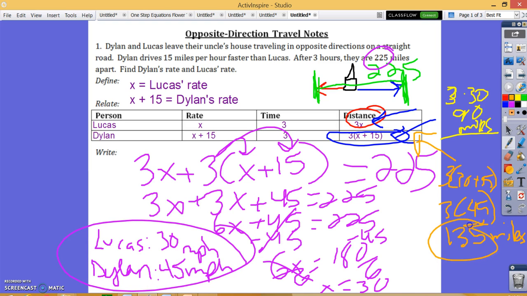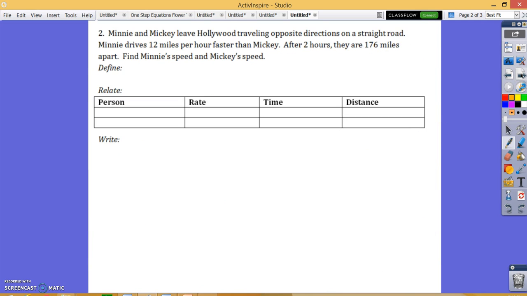So if I add these up, 135 plus 90, I do find out that that is 225. So I got the correct answer of 30 miles per hour and 45 miles per hour. Okay, on to the next question.